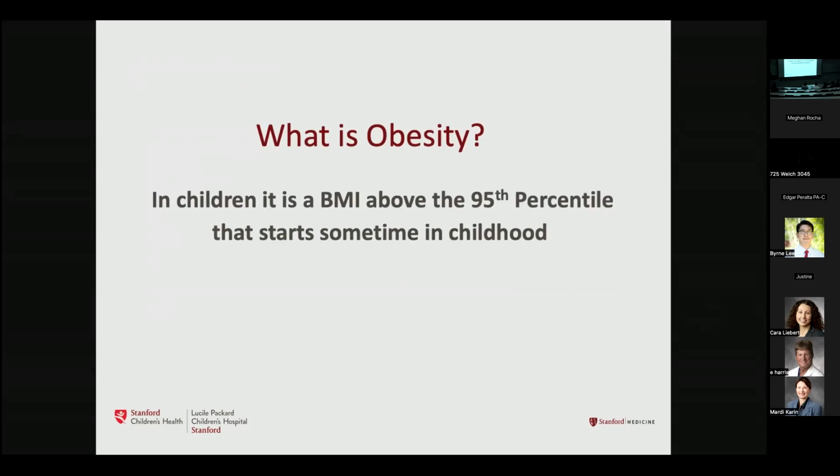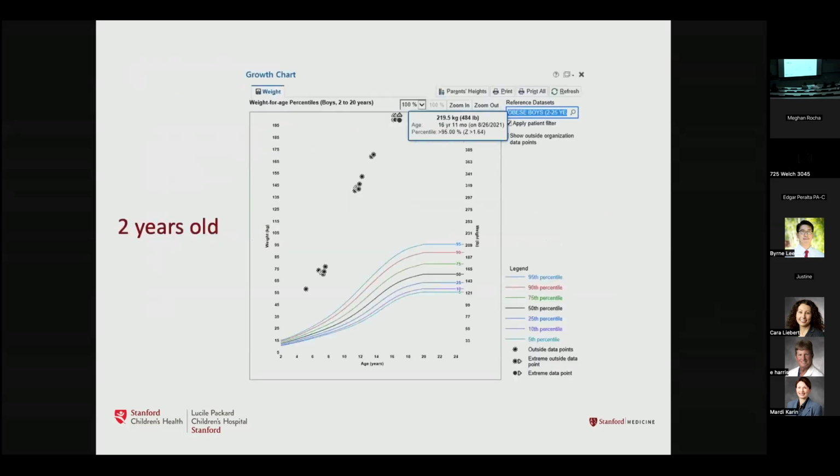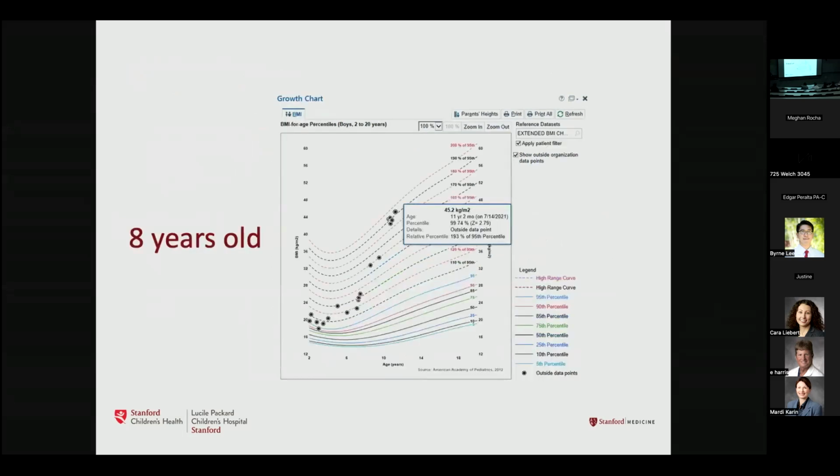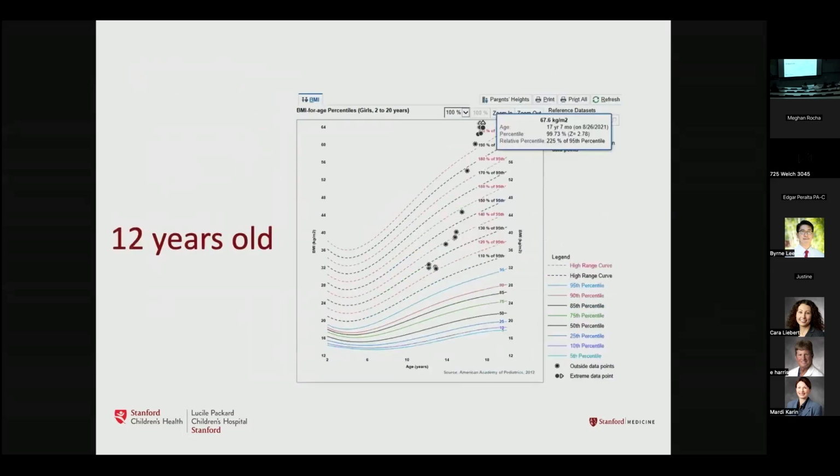In children, it is a BMI above the 95th percentile, and it starts sometime in childhood, pediatric obesity. It can start at 2 years old, and it looks like this. It's a growth curve that no longer follows a curve. It's a straight line up. It's more like an acceleration than a velocity. At 8 years old, it can start, or it can start at 12 years old. And you'll note that all of these kids had obesity before they started developing that straight line up. So they're all overweight, they all have obesity, and then they get to this point, there's an inflection point where they start to gain weight, and it doesn't stop.